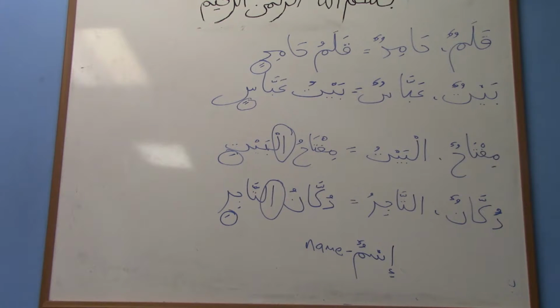Now, kitabun Allahu. Everyone. كتاب الله. Good. How do you conjugate? كتاب الله. Good. Kitabullahi. Perfect. ما معنى Kitabullahi? Allah's book, or book of Allah.